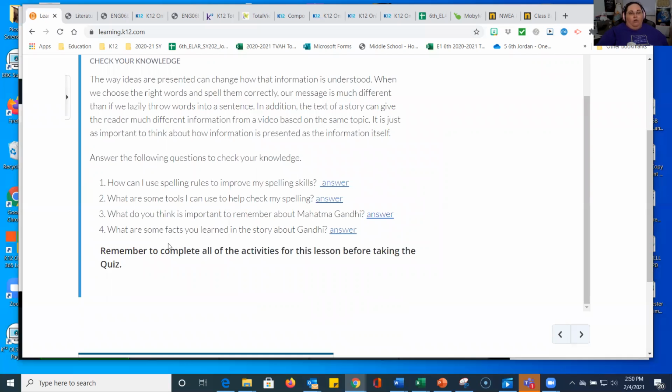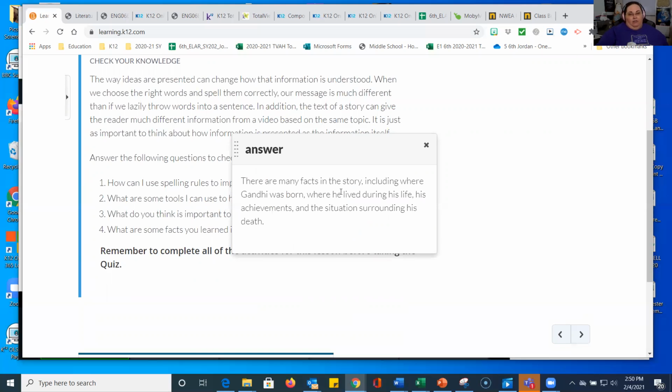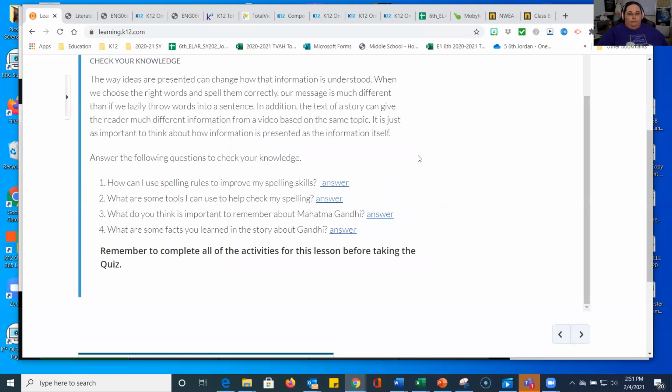Number 4, what are some facts you learned in the story about Gandhi? Think of your answer. There are many facts in the story, including where Gandhi was born, where he lived during his life, his achievements, and the situation surrounding his death.